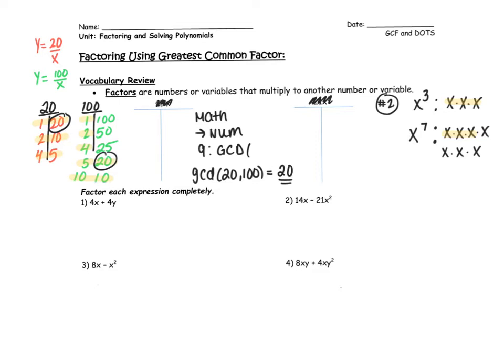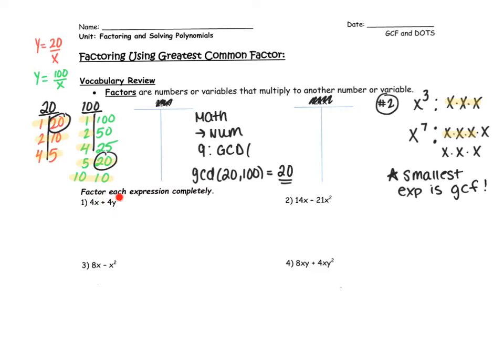So whenever you're trying to find the greatest common factor between variables, just take the smallest exponent. So the smallest exponent is the GCF. And that'll help you when it comes time for variables. Okay, so let's get into some problems.